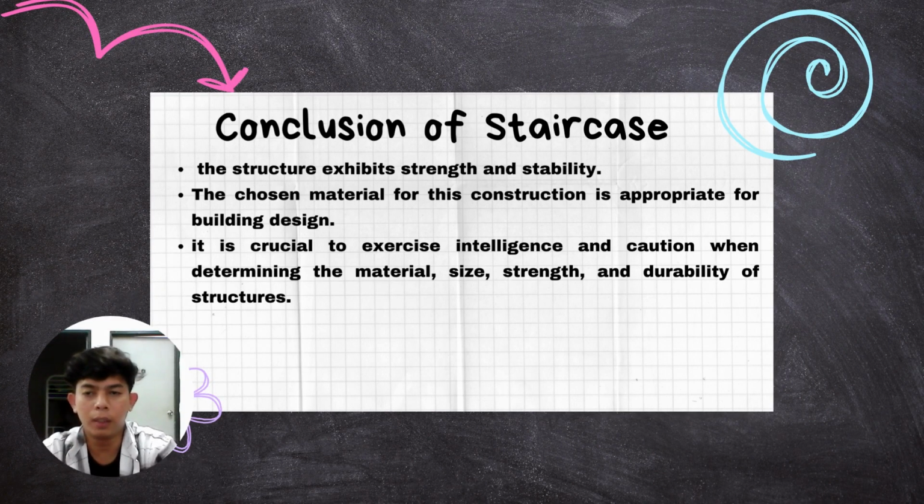After conducting the estimate calculation, it can be concluded that the structure exhibits strength and stability. The chosen material for this construction is appropriate for building design. Lastly, it is crucial to exercise intelligence and caution when determining the material size, strength, and durability of structure. All of these factors are vital in ensuring long-term strength and safety for human utilization.